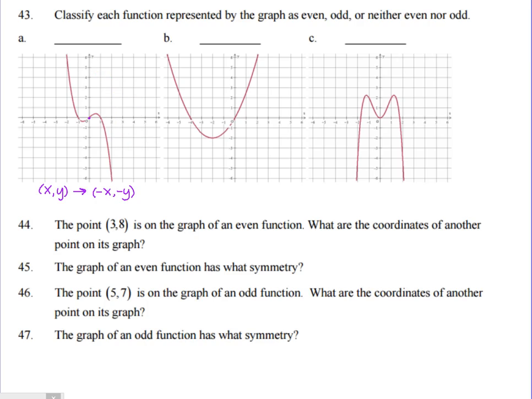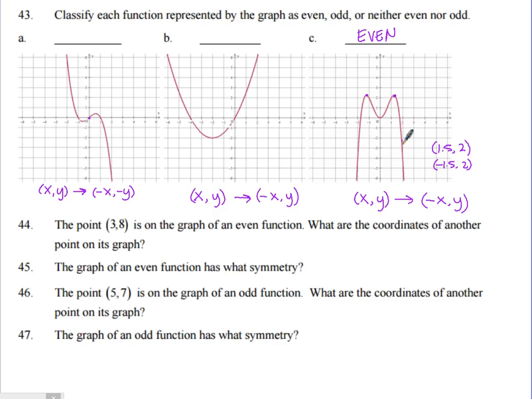If it's even, in order for it to be even, the point x, y and the point negative x, y also have to be on that graph. So we can check that. And this also looks like it might be even. So let's check x, y and also the opposite of x. This is reflected over the y-axis, so the x's would be opposite. Let's check this one while we're here. It looks like this point is 1.5, 2, and negative 1.5, 2. They are both on that graph, so I feel like, yes, this is definitely even.